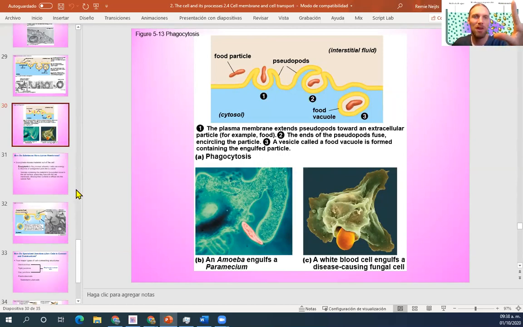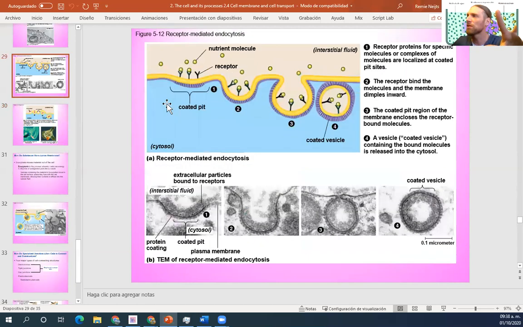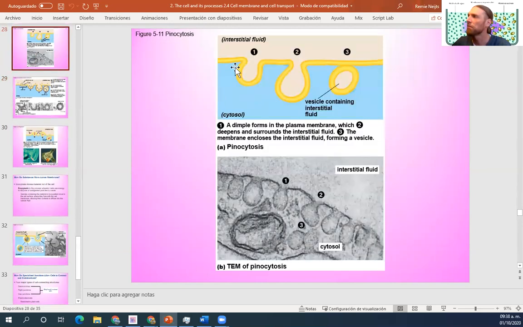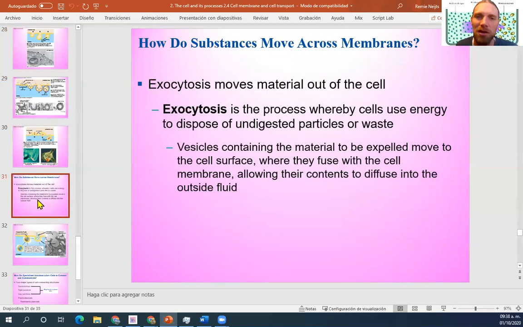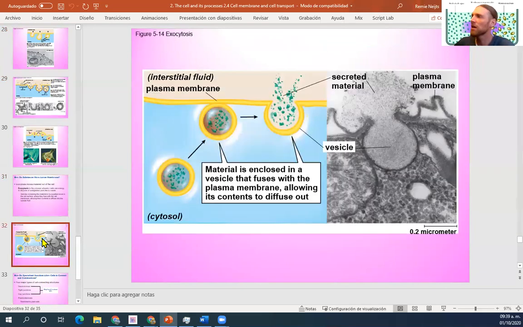What you do have to know is that there are 3 different ways of doing it. Phagocytosis, eating. Receptor-mediated endocytosis is when it binds to a receptor. And then pinocytosis is basically drinking. Okay, questions? Because that's really simple. No? And then here we have exocytosis. It's exactly the same thing, but in reverse.